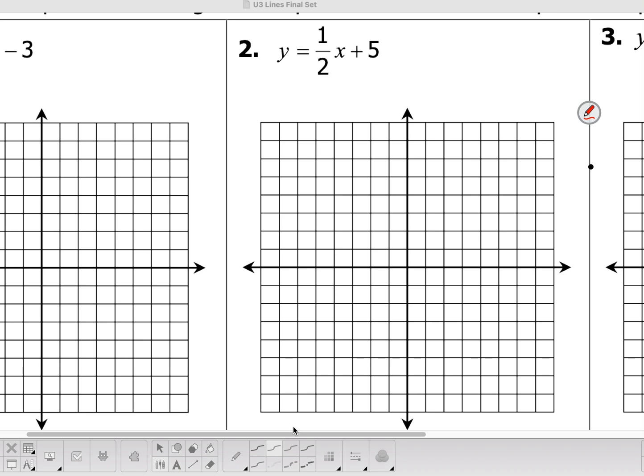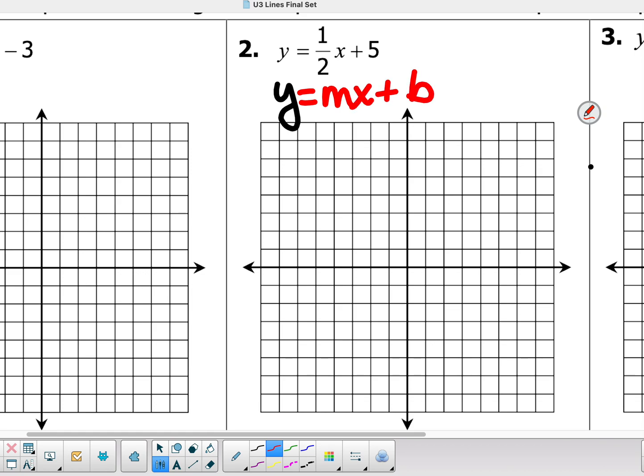How to graph a line in slope-intercept form. Here's slope-intercept form. M stands for slope, or the rate of change. And in this particular graph, or this line, the slope is 1/2. B is the y-intercept, or the location where the line crosses the y-axis.